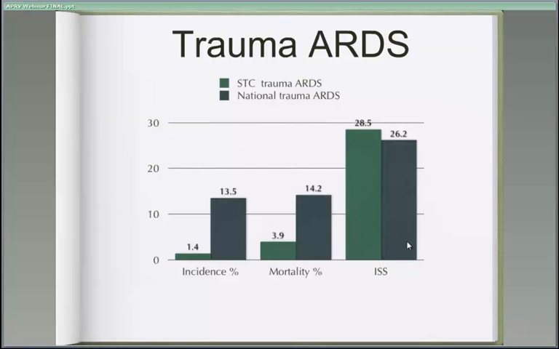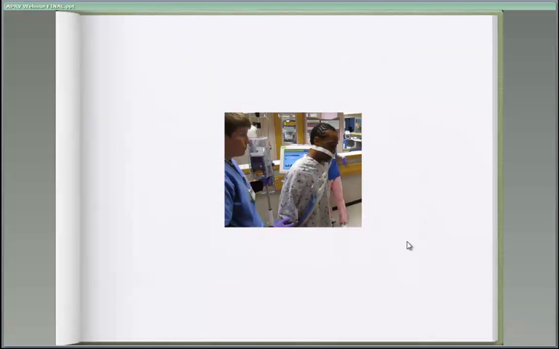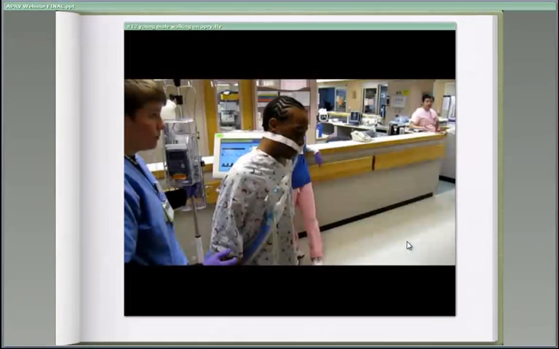Now, if you compare this to trauma ARDS in general, not all ARDS, just trauma ARDS, looking at national rates and looking at injury severity score, you see that despite having a high injury severity score equal to the other centers' published data, our ARDS rate and mortality is actually lower. So this is sort of what led to our further need to look at APRV and apply it more commonly.